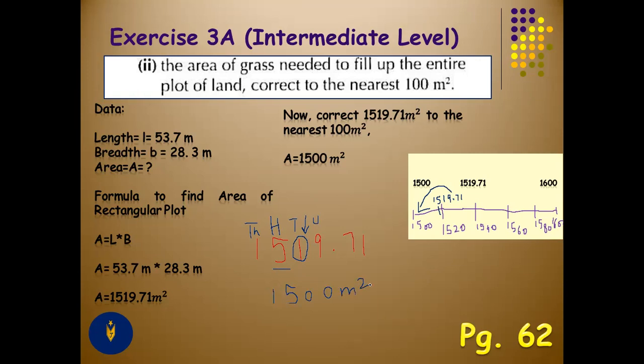So if you do this method or do this, it is the same. Okay, answer you would get remains same. So final answer of area of rectangular plot is 1500 meter square.